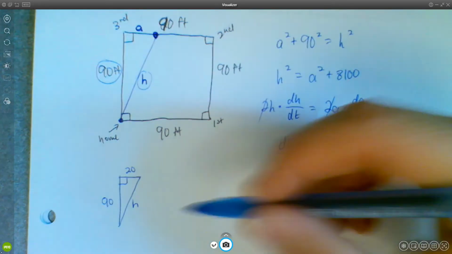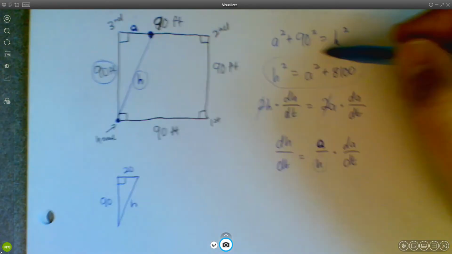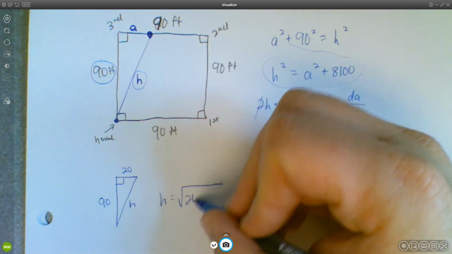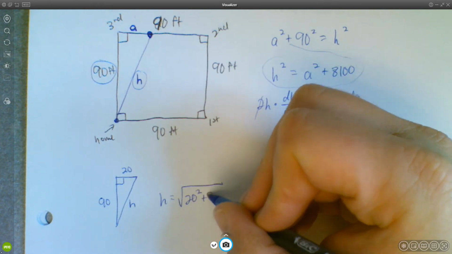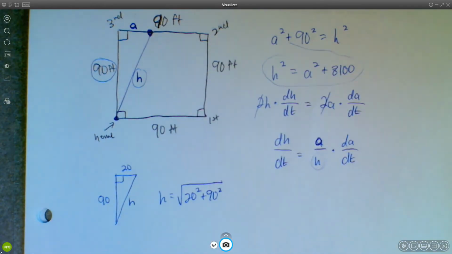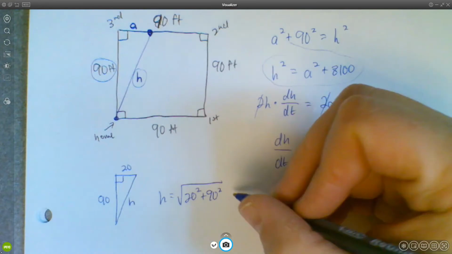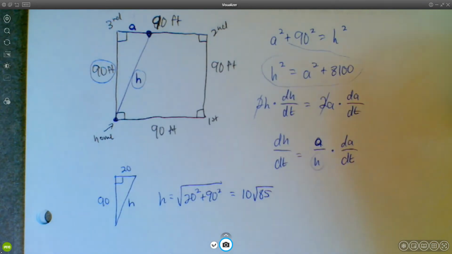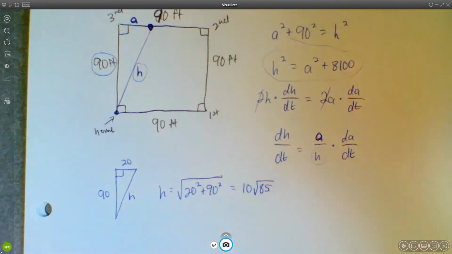Right? And actually, we've already set up the equation here, haven't we? So we can say, well, h is going to be the square root of a squared plus 90 squared. So let's see. 20 squared is 400. And 90 squared we said was 8100. So that's 8500. I don't think that's a perfect square. It's not, but this is equal to 10 times the square root of 85. So that's h, right? That's h at the instant when a is 20. Okay?